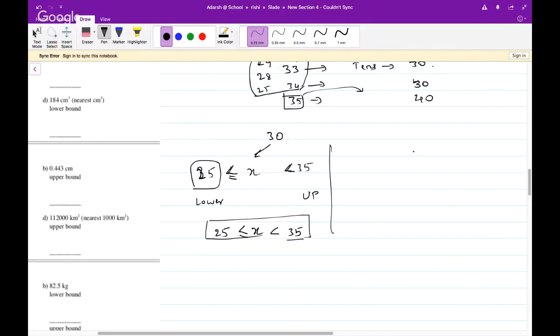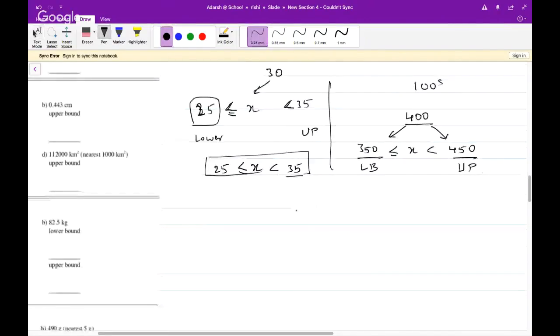If the number is rounded off to the nearest hundreds, something like 400, so this number is already rounded off to the nearest 100. The lower bound of this would be 350 and the upper bound would be 450. So this 400 lies anywhere between 350 and 450. I'll give one more example. I take it in thousands.